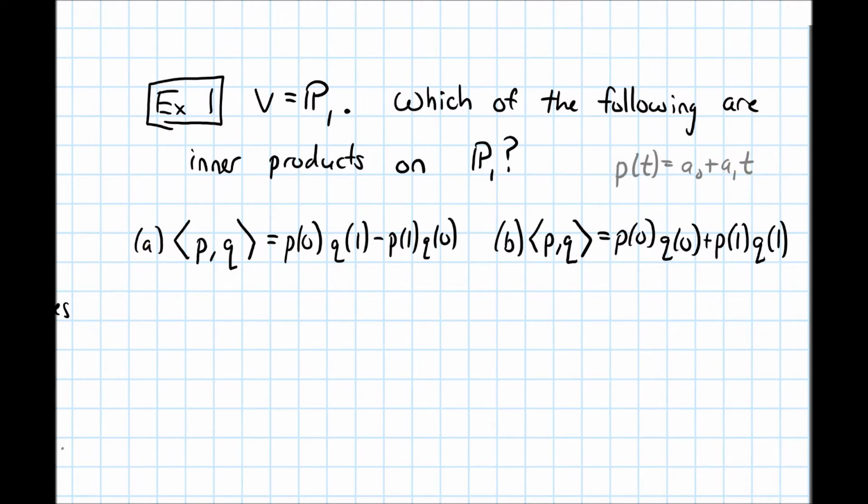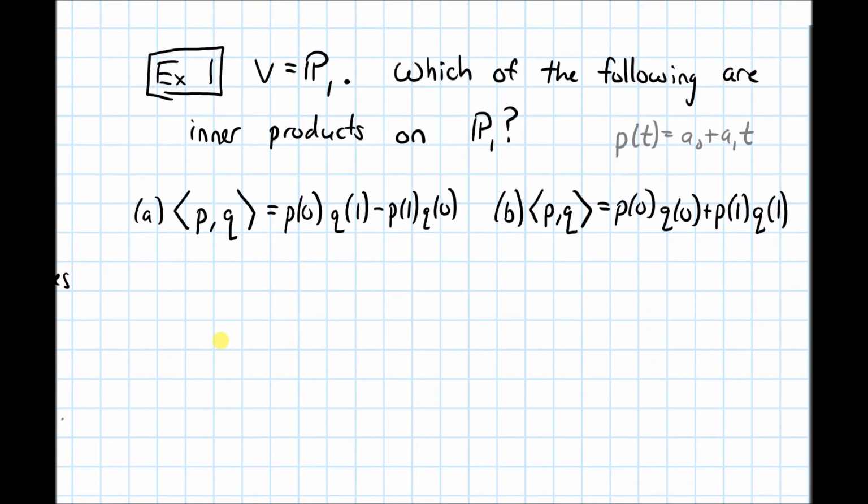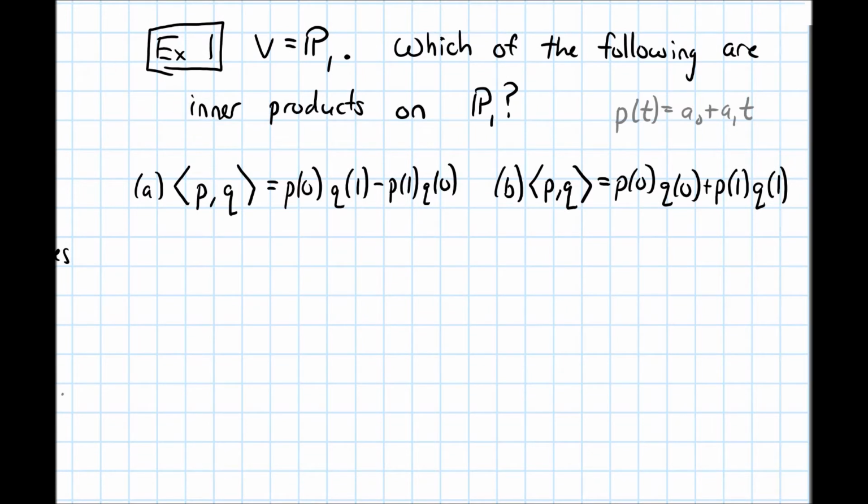So part A says that when we take the inner product of p and q, what that outputs is p of 0 times q of 1 minus p of 1 times q of 0. And then part B is kind of similar looking, except we have a plus, and then a couple of the terms are sort of switched. So I have the 0 terms in the front, p of 0 times q of 0, and then after that I have plus p of 1 times q of 1. Okay, so which of these are inner products if any, and then which are not. So it turns out that part A is not an inner product.